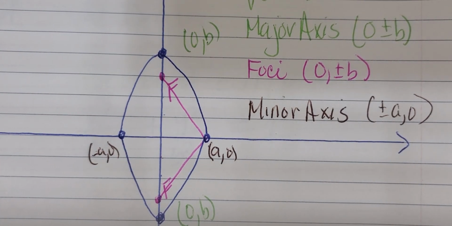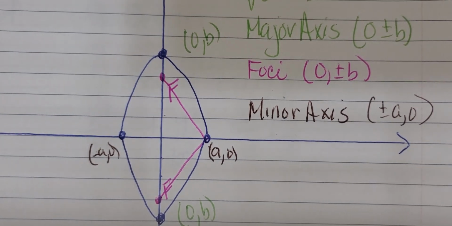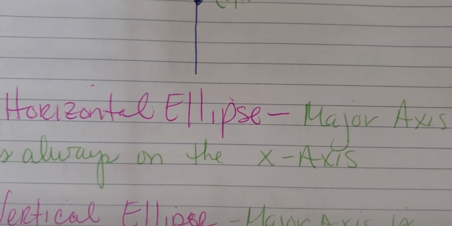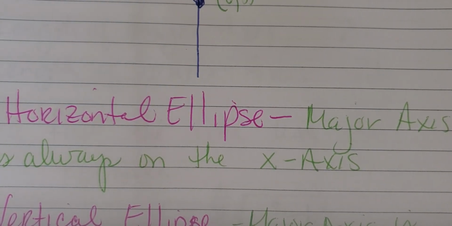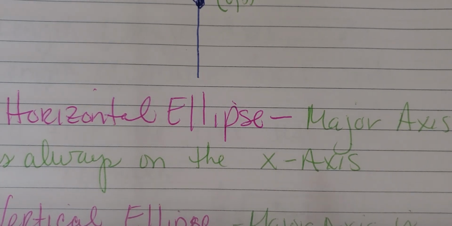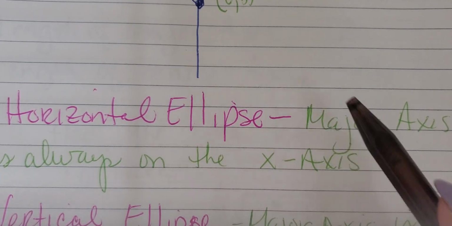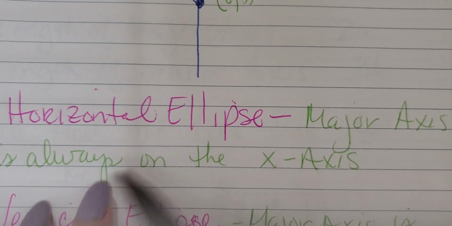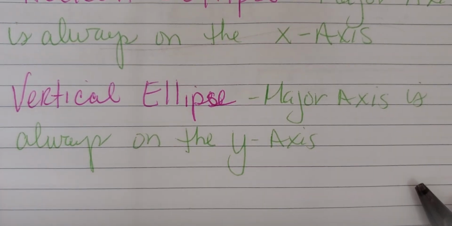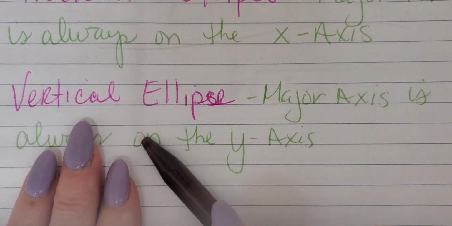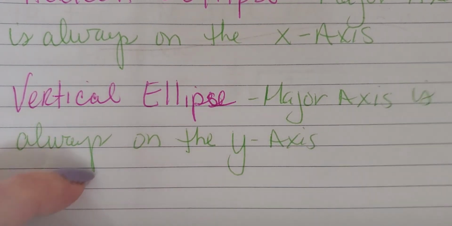Okay, so let me break it down kind of easily for you guys. I will refer to these as the horizontal ellipse or vertical ellipse. We want to look at the direction, because if it's horizontal, I automatically know that the major axis will be longer on the x-axis. And if it's a vertical ellipse, the major axis is on the y-axis and should be longer.